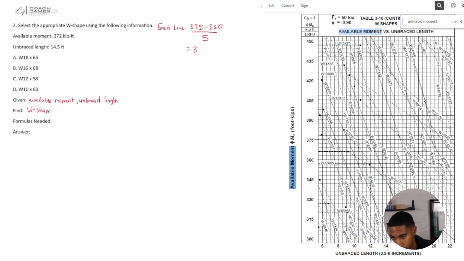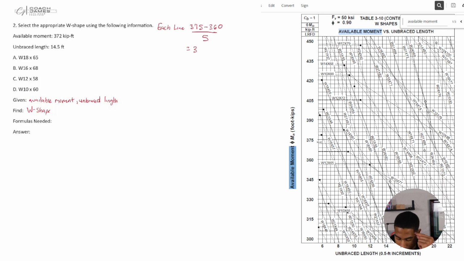Okay. So now how do we get to 372? Well, I know that if I go down 3, it's this line, right? Okay. So now I know I'm on the right line, but how do I use this chart still, right? It's hard for you maybe to see, but hopefully you have this pulled up on your computer as well.